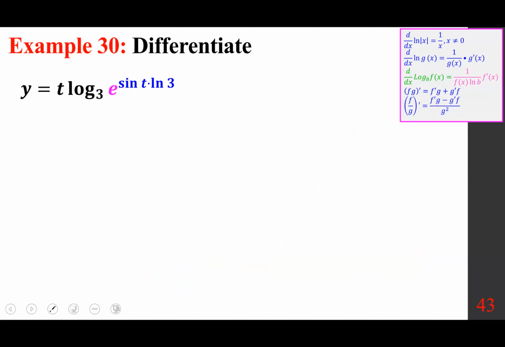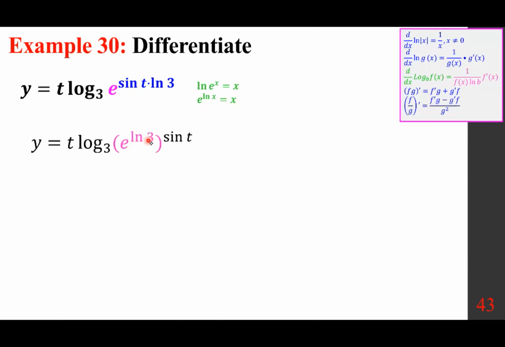We want to differentiate this, and again, we are going to use our algebraic techniques to make life easier. When we look at this part, e is being raised to the power of sine t times ln 3. I can put them in any order I want. So I'm going to put ln 3 first and then sine t. And remember, ln of e to the power of x is x, e to the power of ln x is x.